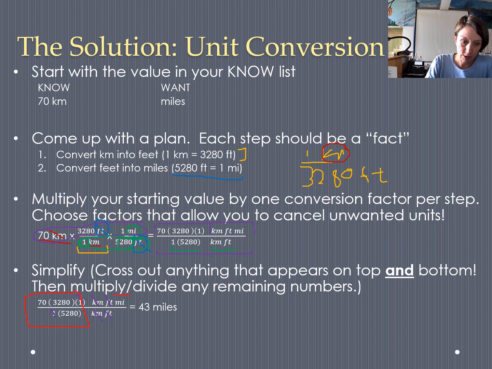And over here on the unit side, I'm left with just one lonely unit left, which is miles, which is what I was trying to get. So 70 times 3280 divided by 5280 gives me 43, and miles is the unit that I'm left with.